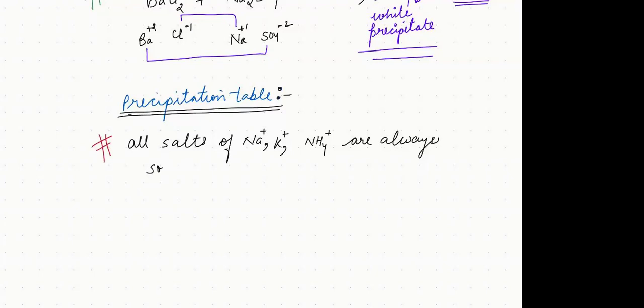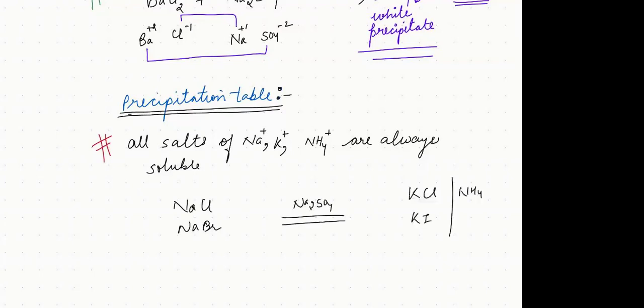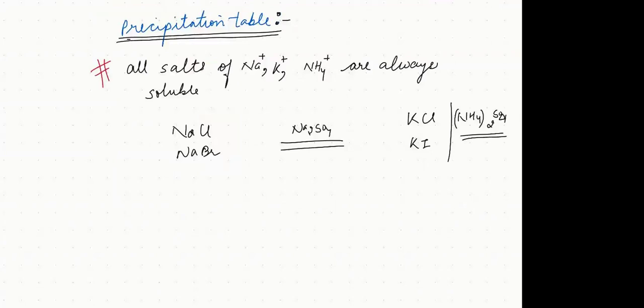They are always soluble. That means you talk about any salt. Let's suppose you say NaCl, you talk about NaBr, you talk about Na2SO4. They're always soluble. You talk about KCl, KI, you talk about ammonium sulfate, (NH4)2SO4. All of these are always soluble. Yes, ma'am. Next.